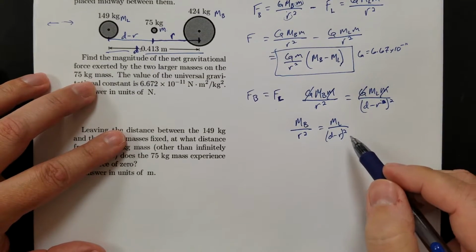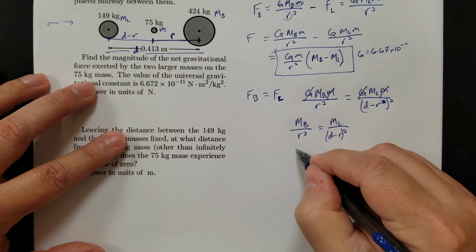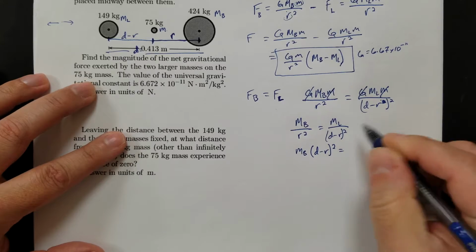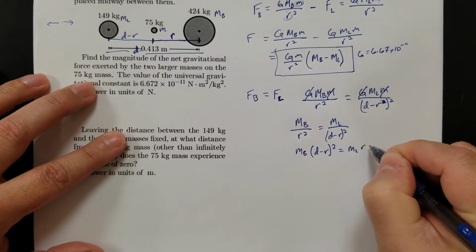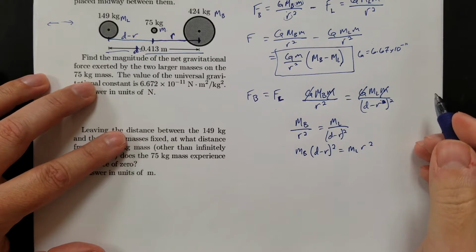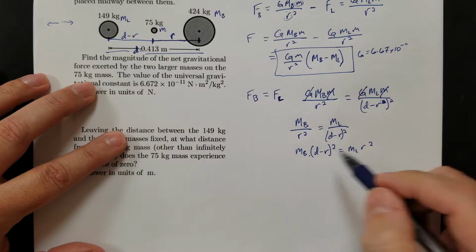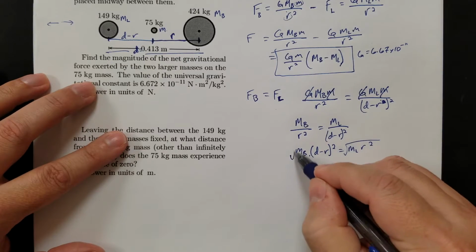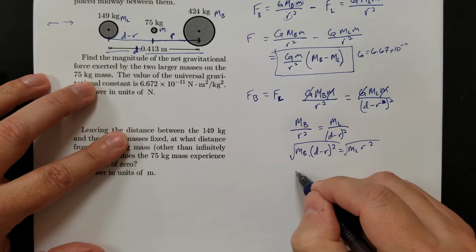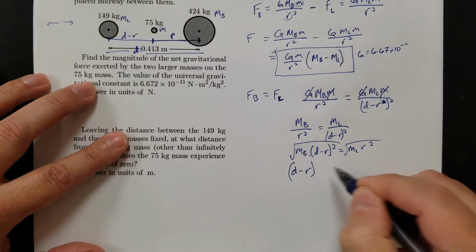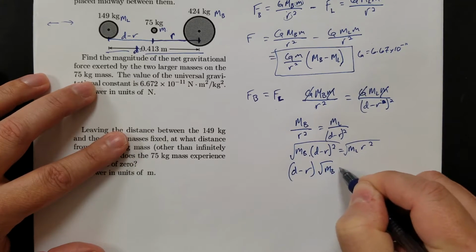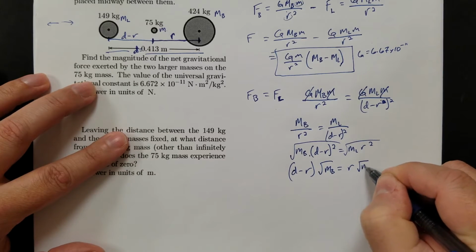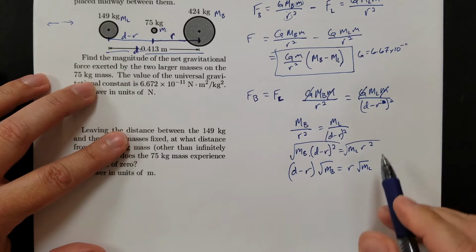And so if I do a little more algebra, I'm going to cross multiply. So the mass of the big one times D minus R quantity squared equals mass of the little one times R squared, right? And let's square root both sides to get rid of the squares. So now I've got D minus R times root mass of the big one equals R times root mass of the little one.